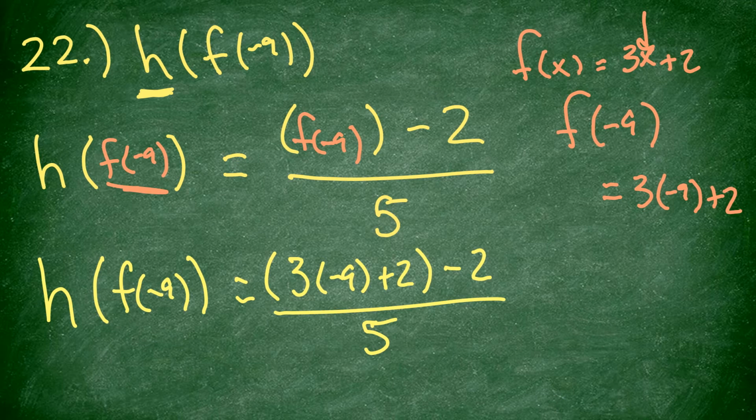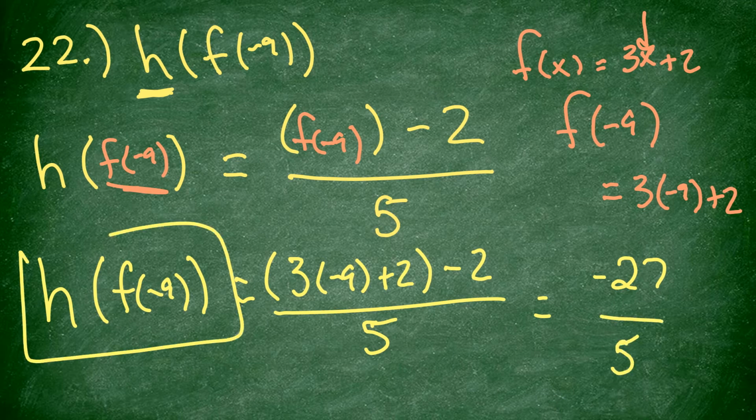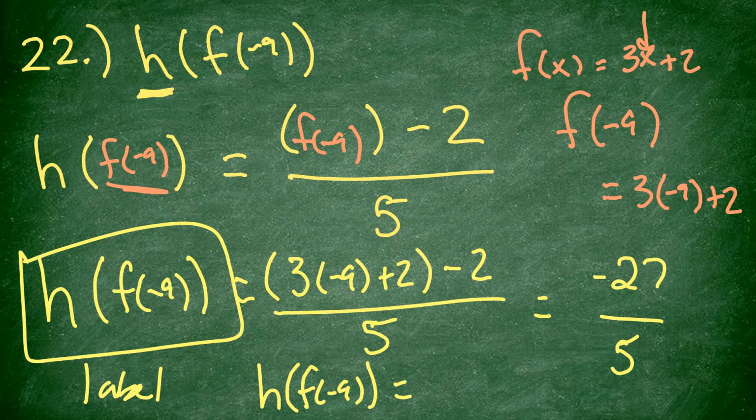Now I do the top. The top is 3 times negative 9, which is negative 27. Negative 27 plus 2 is negative 25. Negative 25 minus 2 is minus 27. And the bottom is 5. I keep this at the end because that's my label. So my final answer should be h of f of negative 9 equals minus 27 all over 5. That's it.